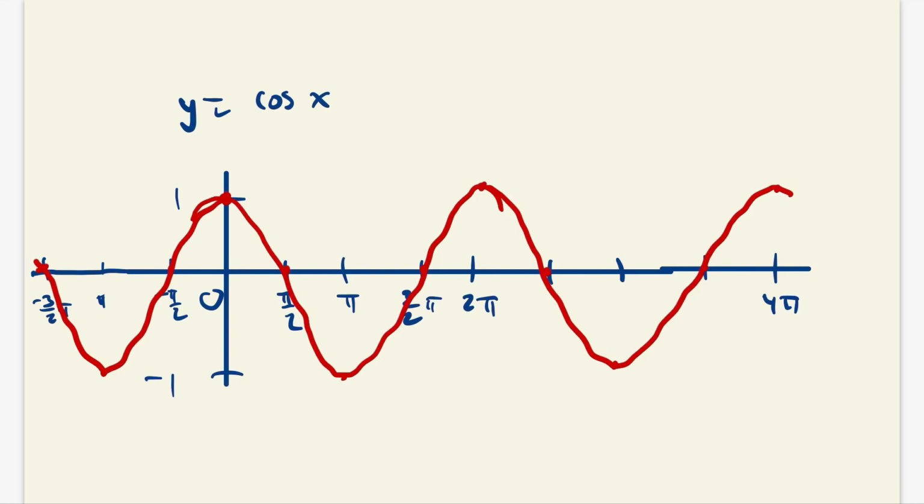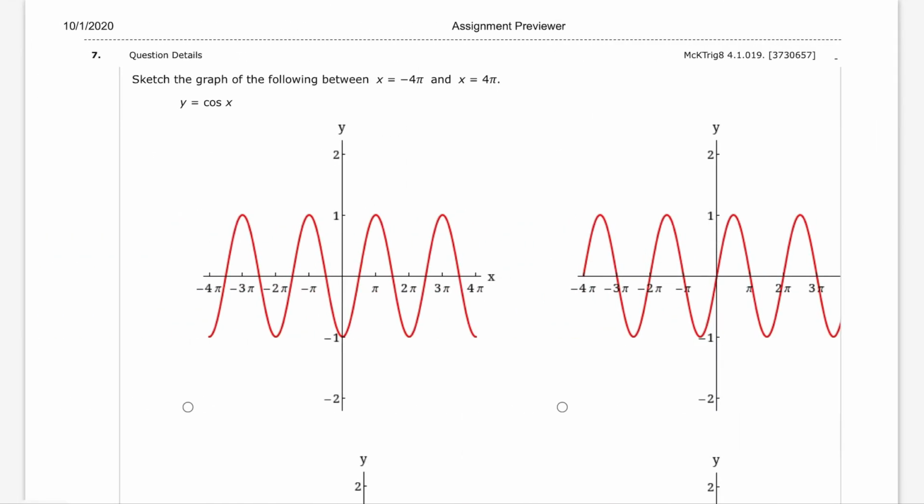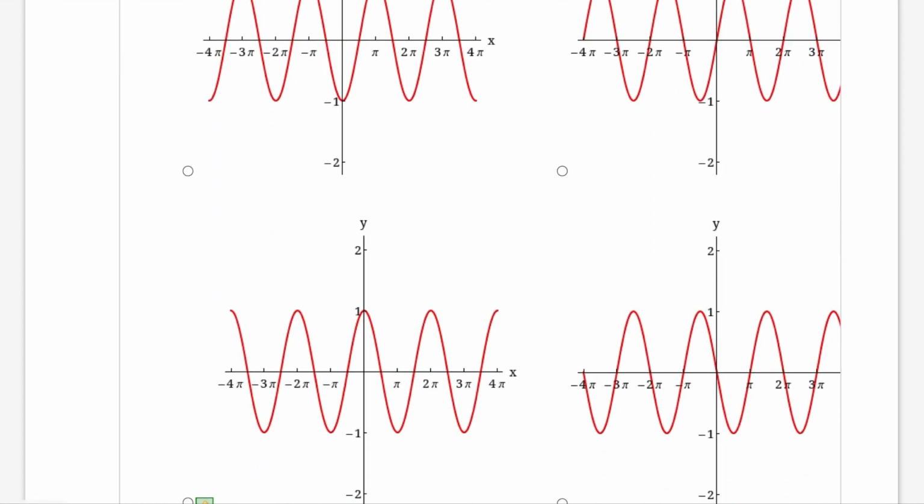So let's see which of these choices it would be. We said at 0 it should be 1. At 0 it should be 1. At 0 it should be 1. So this is the only choice. This is not here. It's got to be that one.